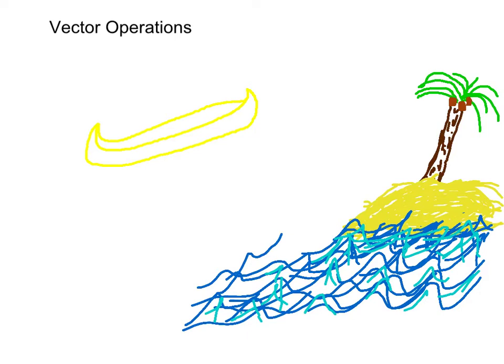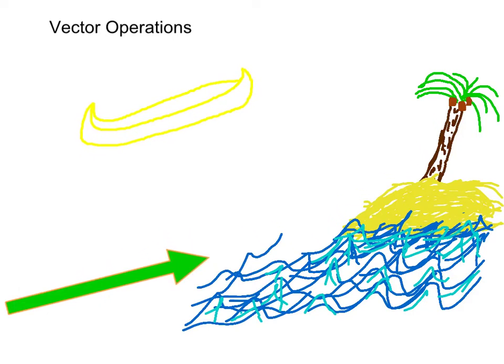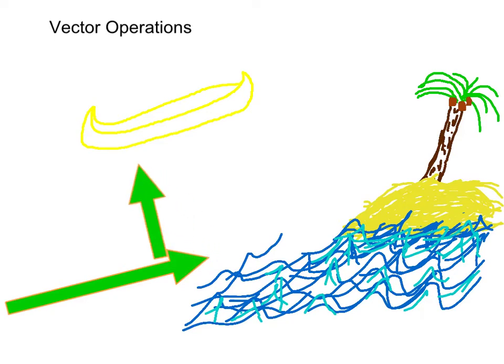As you're trying to maneuver your canoe towards the island, you're trying to go in a direction that's something like this. But you end up having a wind that is trying to push you more like this. So what you end up with is what we refer to commonly as vector addition.